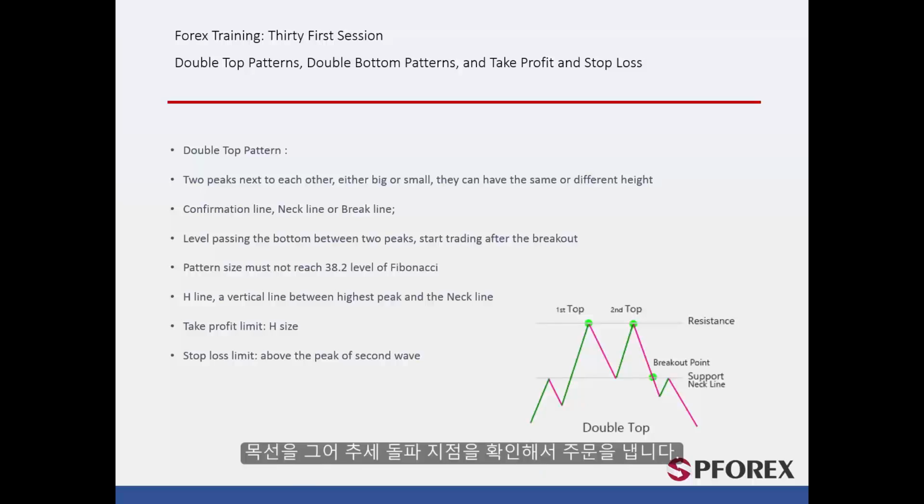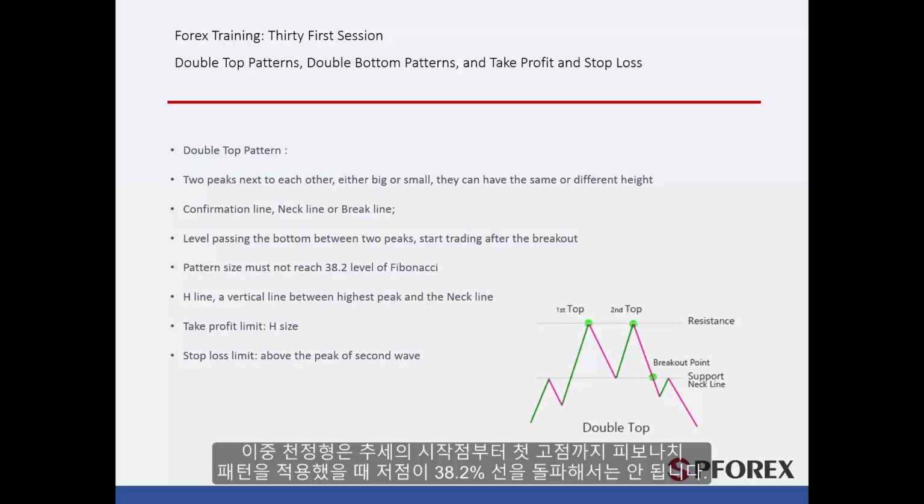Neckline, known as Conformation Line, must be a level line that specifies the breakout point where an order can be placed by a trader. The valley between two peaks must not pass the 38.2% of the Fibonacci pattern, which should be drawn from the beginning point of the trend to the peak of the first wave.